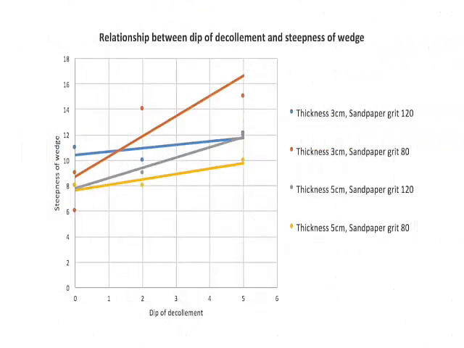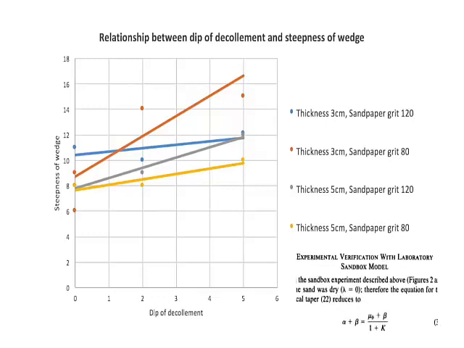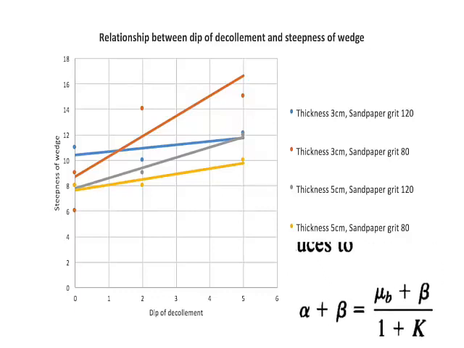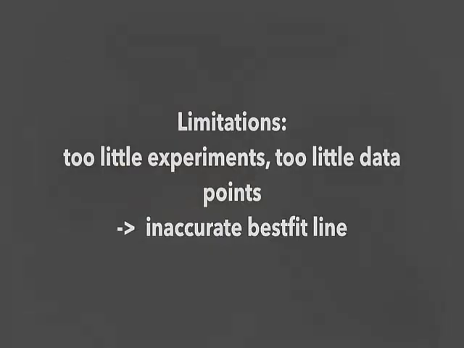Of course. For each line on the graph, the thickness of the original sand layers and sandpaper grits are kept constant. Across all experiments, we see a general trend where the steepness of the wedge increases as we increase the dip of the décollement. This agrees with the equation for critical taper wedge mechanics for dry sand, in which the steepness of the wedge, alpha plus beta, increases as beta, the dip of the detachment, increases.